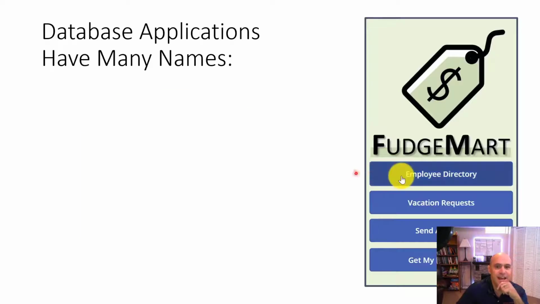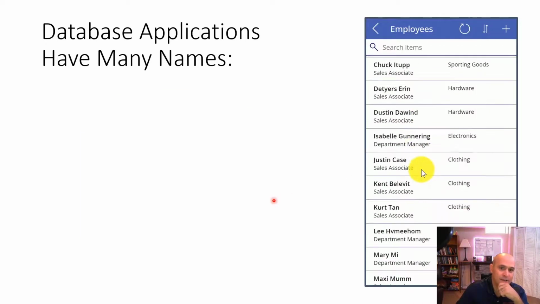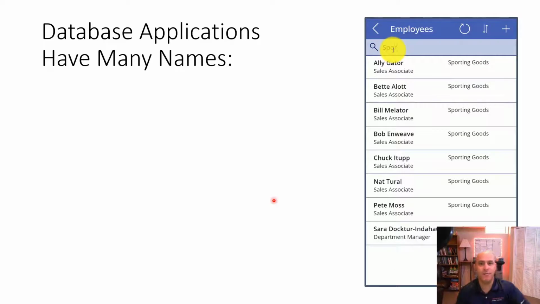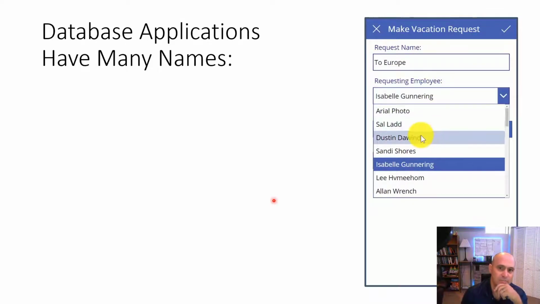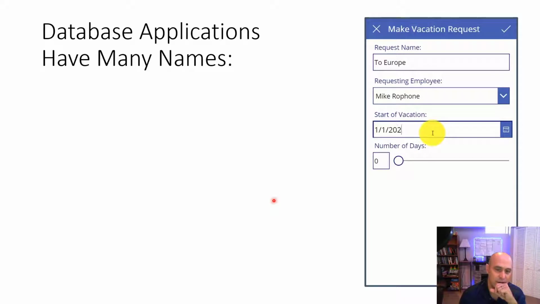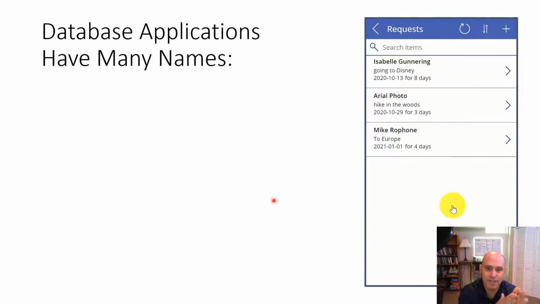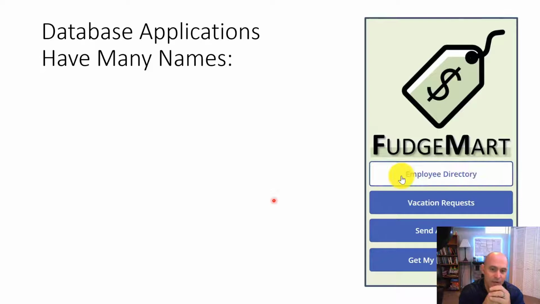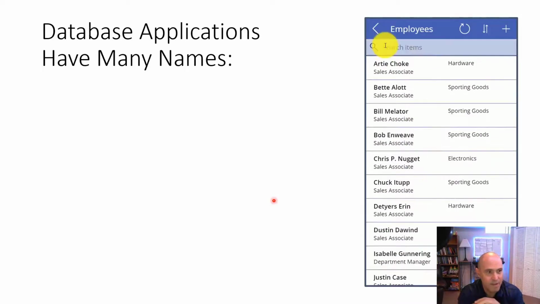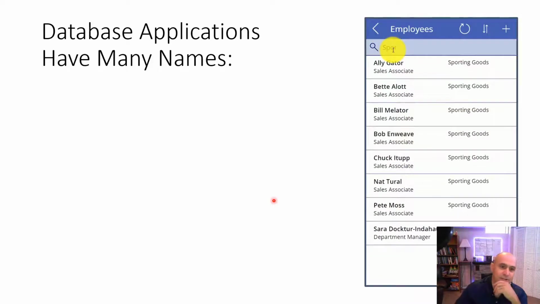So these guys have several different names. And what you see happening over on the right is an example of a database application. This is one that's used to submit requests to a manager to take a vacation, for example. And then after the request is submitted, a manager can go in and look at the request and then maybe approve the request if they want. So this is an example of a database application.